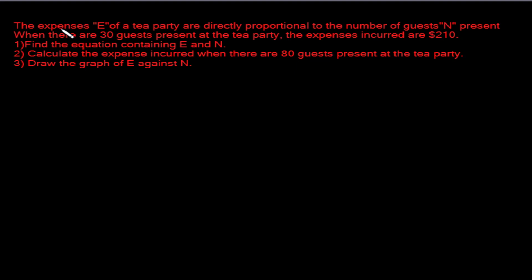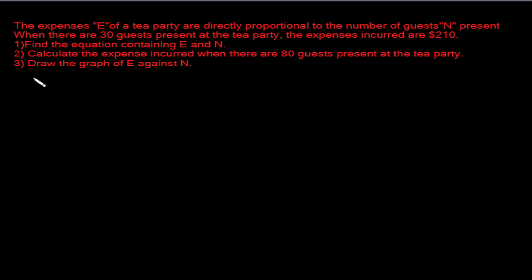Understanding direct proportion is crucial, and I have made sure to cover everything you need to know in this video. In today's question, they asked: the expenses E of a tea party are directly proportional to the number of guests N present. When there are 30 guests present at the tea party, the expenses incurred are $210. Number 1. We have to find the equation containing E and N.